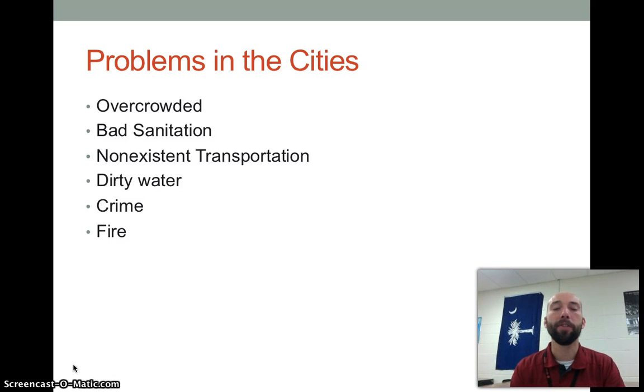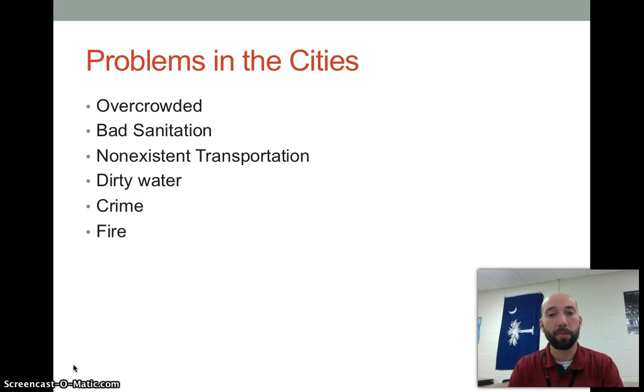There are a lot of problems within the city. One is that they're overcrowded. There are more people in these areas than what they can hold, and I'll show you some really good pictures of this. There's also bad sanitation. There's not a very good sewer situation, so it's really kind of gross, and we'll talk about that in class soon. I'll show you some pictures.